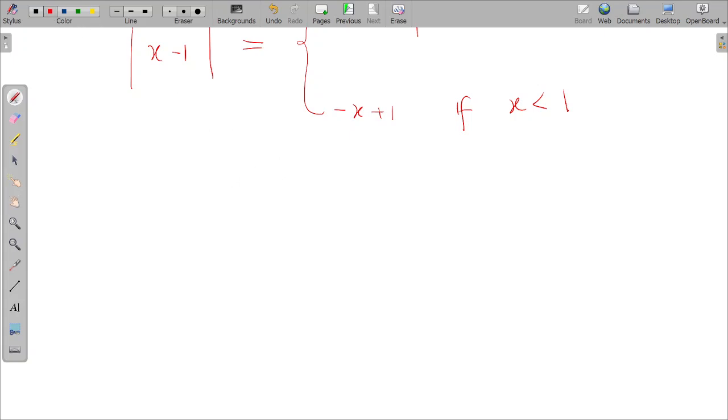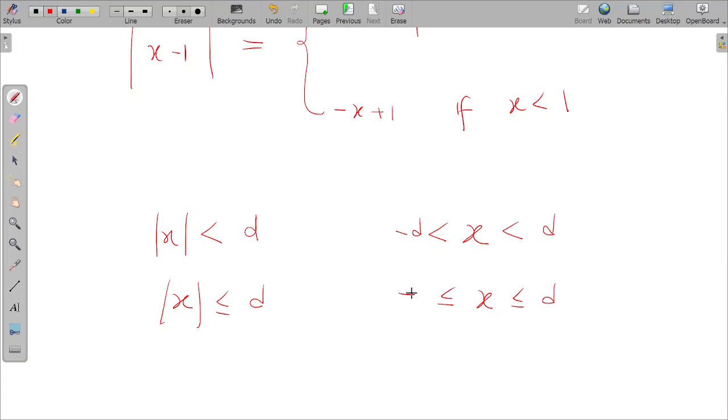With that, in order to solve a problem involving absolute value, if the absolute value of x is less than d, then you open it up this way: x less than d and greater than negative d. The same way, if it is less than or equal to, then you open it up this way: x less than or equal to d, and greater than or equal to negative d.